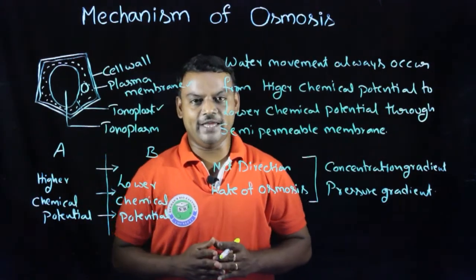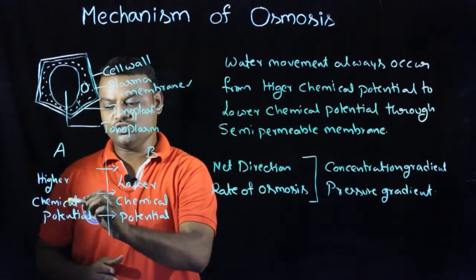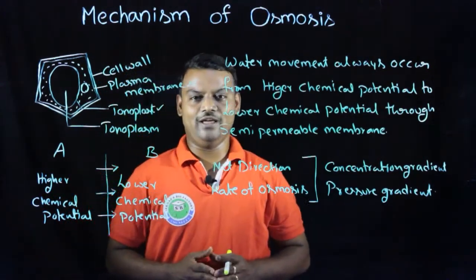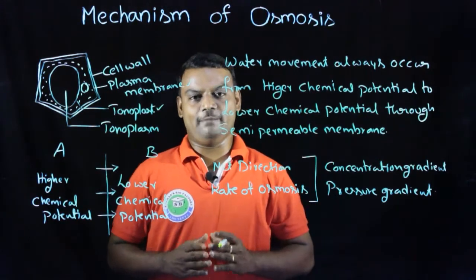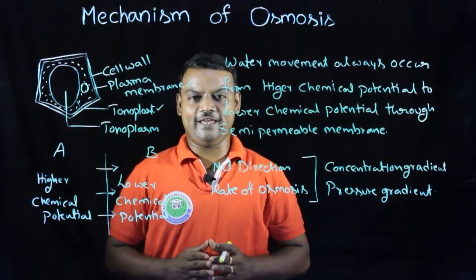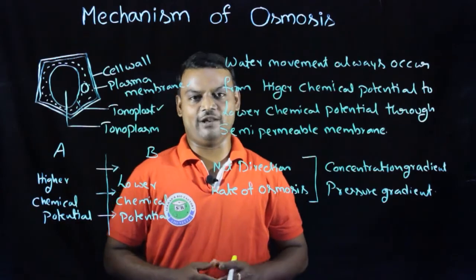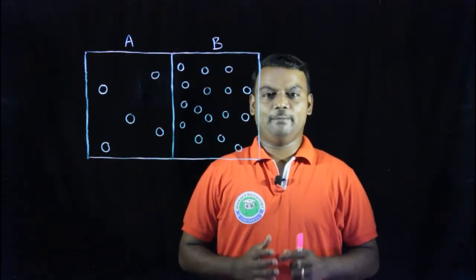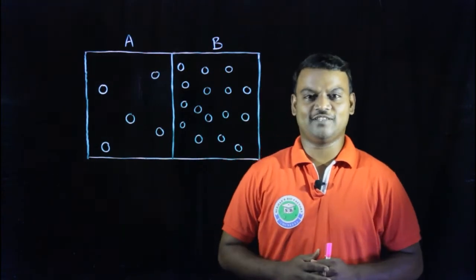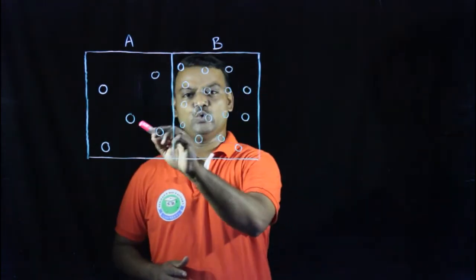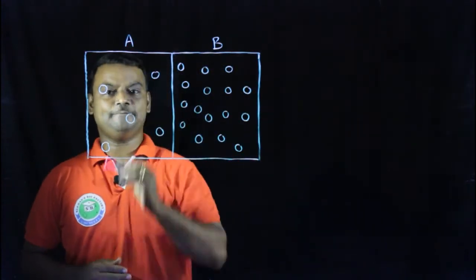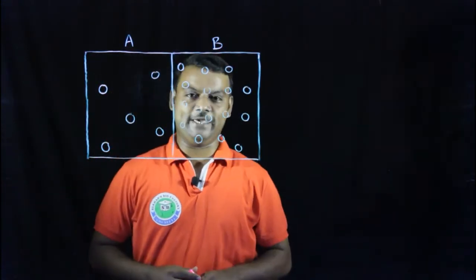Equilibrium means when the concentration or chemical potential of both sides becomes equal. The osmosis takes place until it reaches equilibrium. To understand the mechanism of osmosis process, we take two chambers, in which the first chamber is A and the second chamber is B.